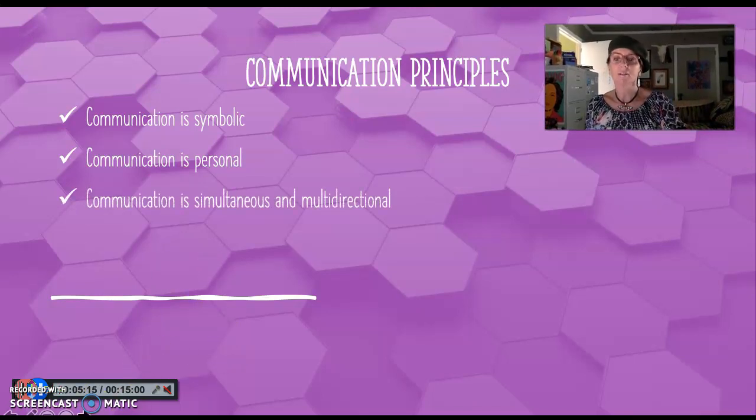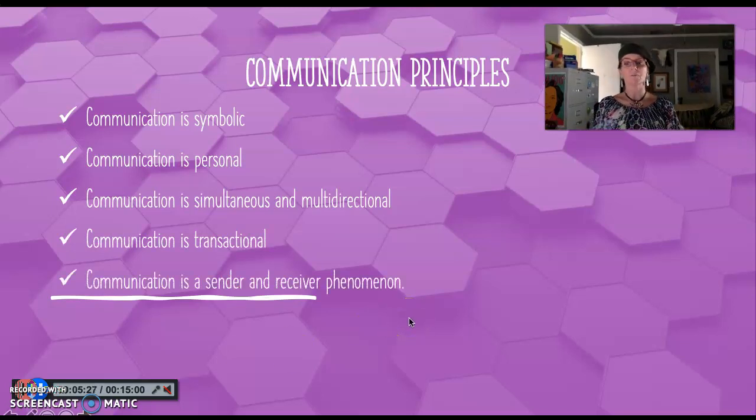It's both simultaneous and multi-directional. That's basically what my definition says. And it's transactional. And finally, it's a sender and receiver phenomenon. So you need both sender and receiver in order to have communication. Communication doesn't happen without someone else there or some other living being there, right? I kind of believe that you could probably have communication with non-human animals because I think there's enough evidence of that. But how they communicate usually is nonverbal, right? You can communicate nonverbally with your pets or other animals.